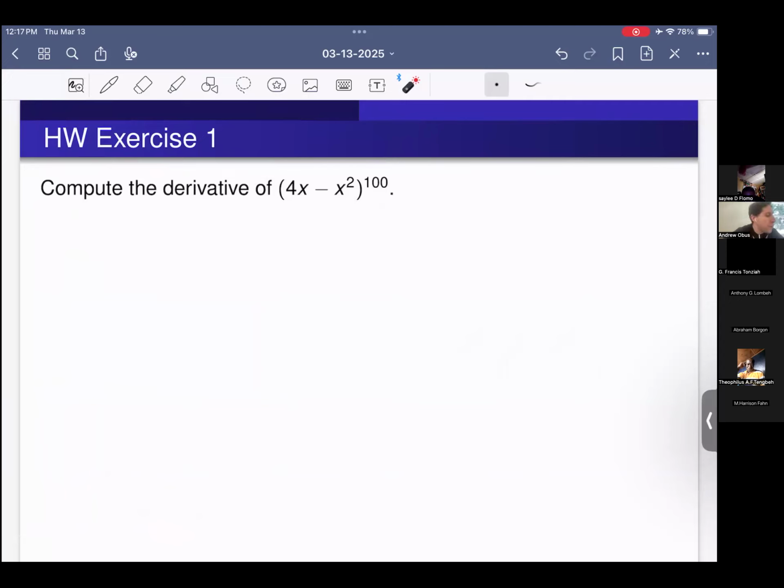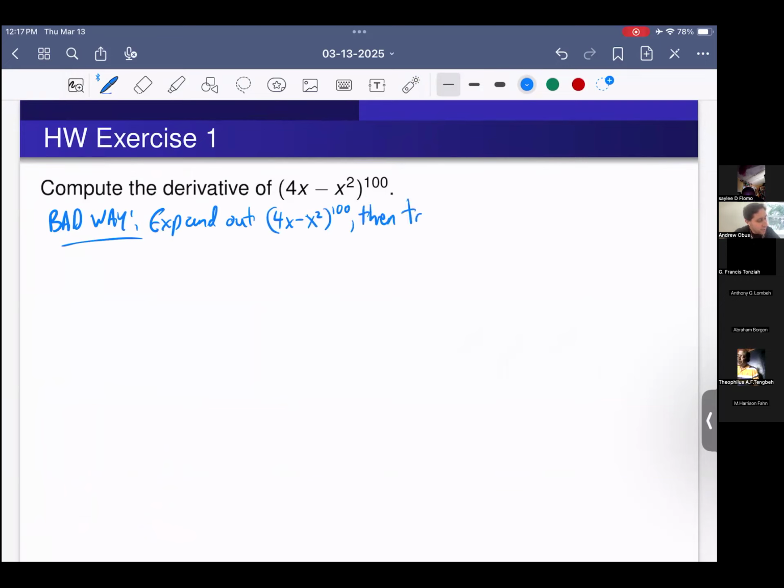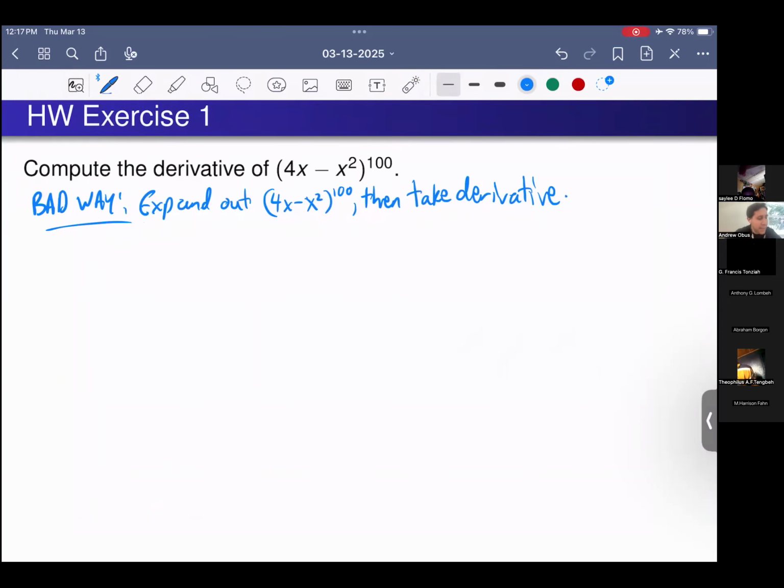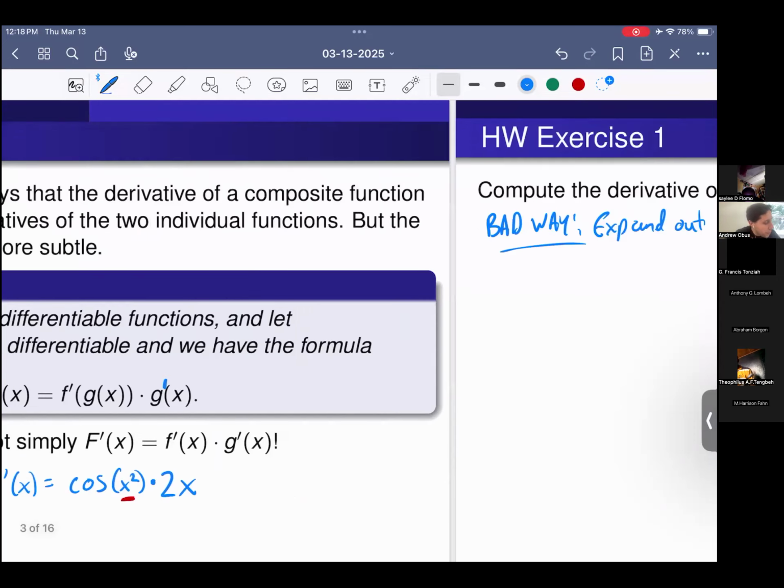So we want to compute the derivative of 4x minus x squared raised to the 100th power. So now there is a bad way to do this, which we're not going to do. So the bad way is expand out 4x minus x squared to the 100, then take the derivative. Right? This is a bad way because expanding out 4x minus x squared to the 100 is just extremely difficult.